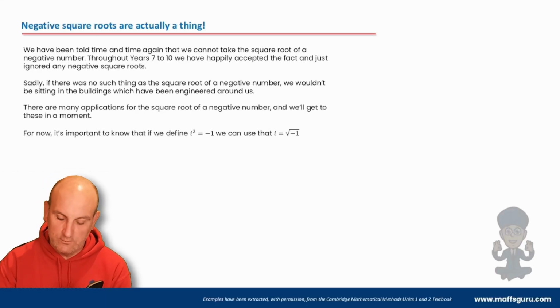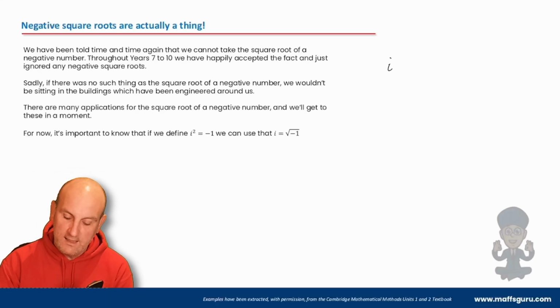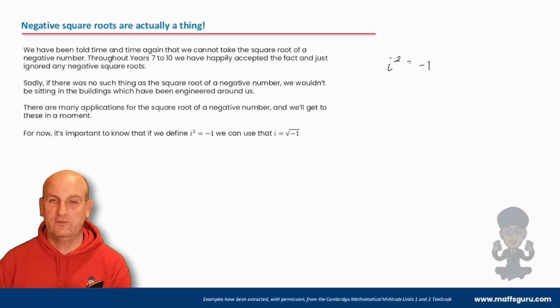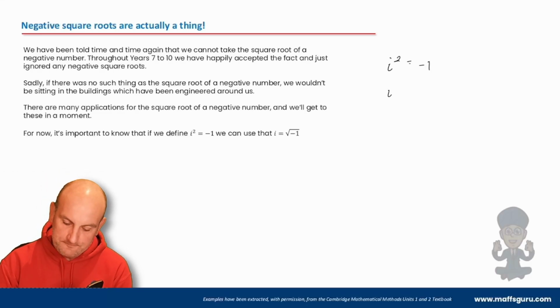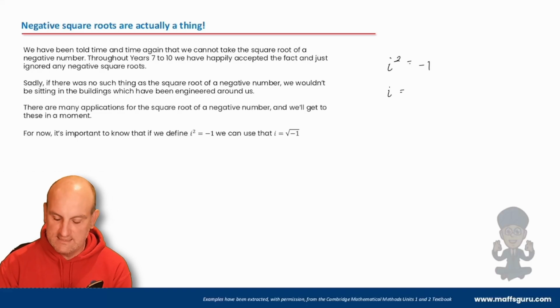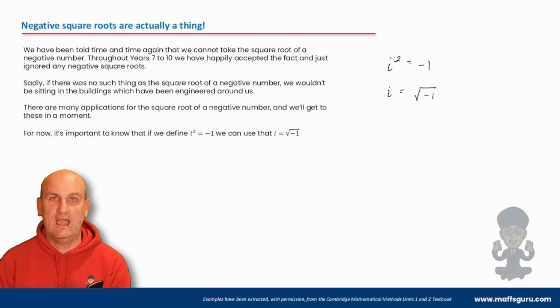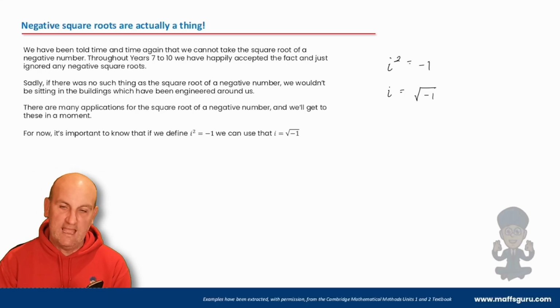And basically what we said was, right, we're going to define i squared to be -1. Now, you're going to say, what on earth does that mean? It means that i, this imaginary number, is now going to be equal to the root of -1. So wherever I have the square root of -1, we can in fact now write it as i.